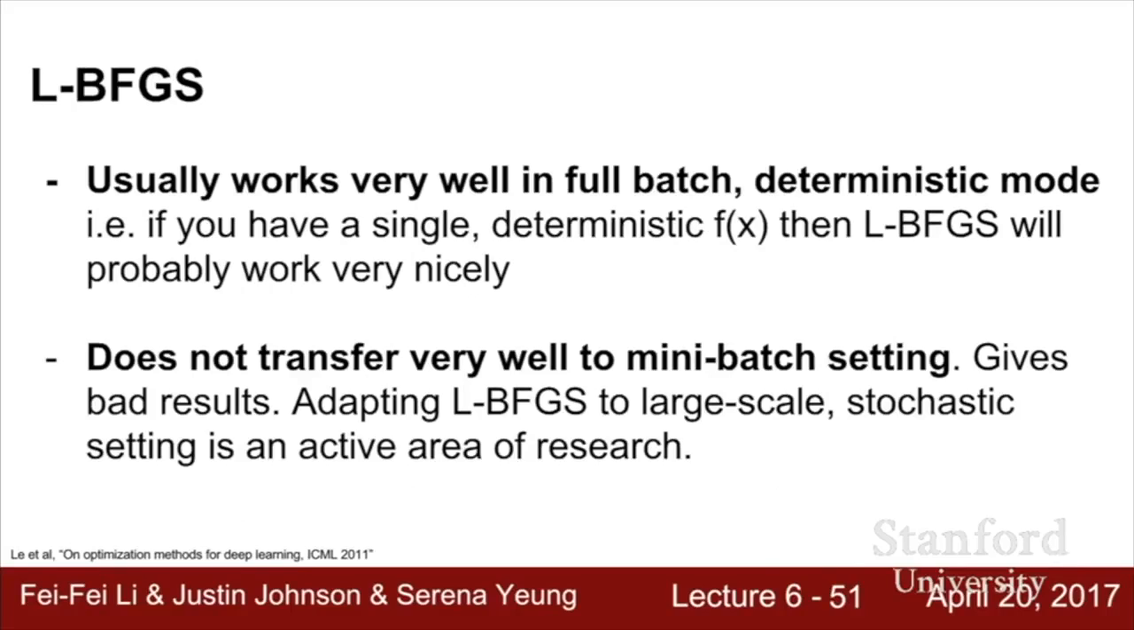LBFGS is one particular second-order optimizer that keeps an approximation to the Hessian that you'll sometimes see. But in practice, it doesn't work too well for many deep learning problems, because these second-order approximations don't really handle the stochastic case very nicely, and they also tend not to work so well with non-convex problems. I don't want to get into that right now too much.